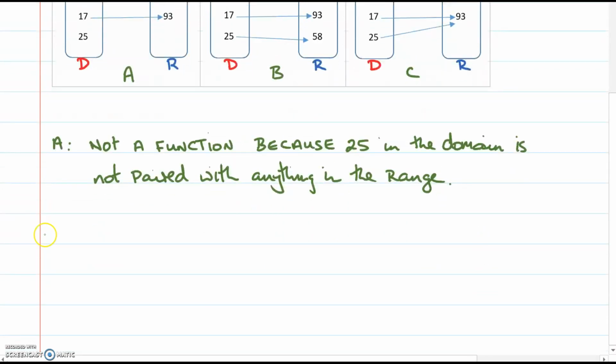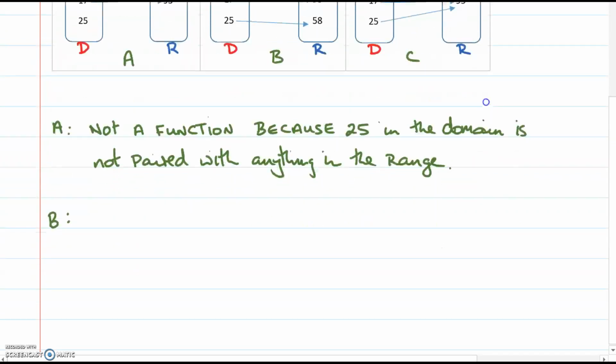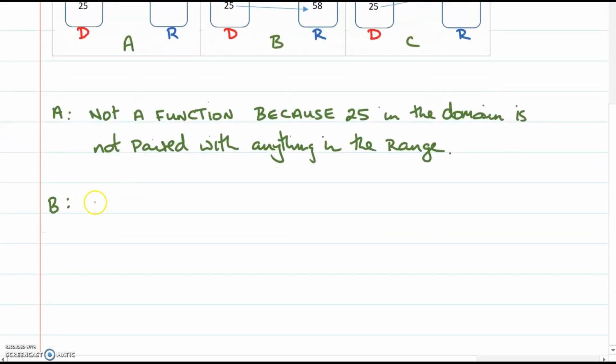Okay, let's move on to B. Okay, we'll pull it back down to get a look at it again. And if we look at B, every element in the domain, the 8, the 11, the 17, and the 25, has exactly one arrow leaving it. So one arrow leaves every element, and that means this is a function.